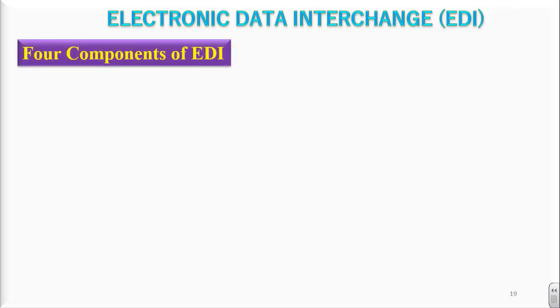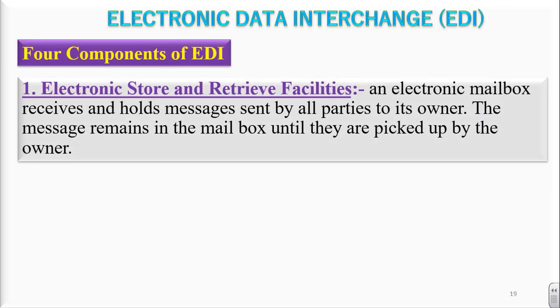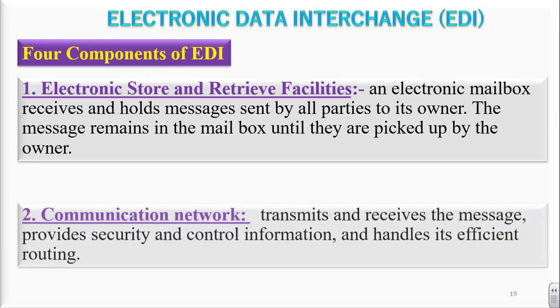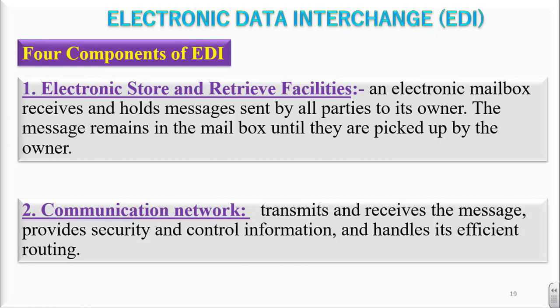Now there are four components of EDI. The first one is electronic store and retrieve facilities. An electronic mailbox receives and holds messages sent by all parties to its owner. The message remains in the mailbox until it is picked up by the owner. Second component, that is communication network. Communication network transmits and receives the message. It provides security and control information, and it handles its efficient routing.